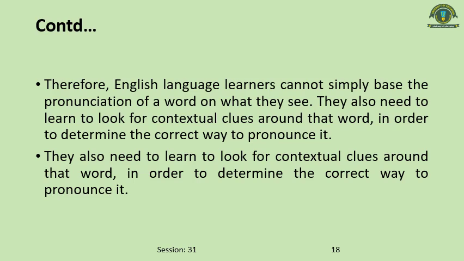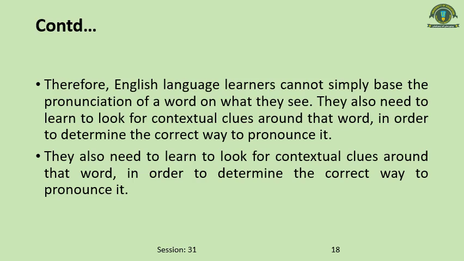This is what I have been telling you, that what is the intention of a speaker? Why? In order to determine the correct way to pronounce it. What the speaker wants to convey to his or her audience, that matters most. And that's why English pronunciation becomes tricky for the learners. Why? Because depending upon the context, it is written contextual clues around that word. Whether the speaker wants that word to be used as a noun or as an adjective or a verb, depending upon his or her intentions. Remember, the learners also need to learn to look for contextual clues around that word in order to determine the correct way to pronounce it.